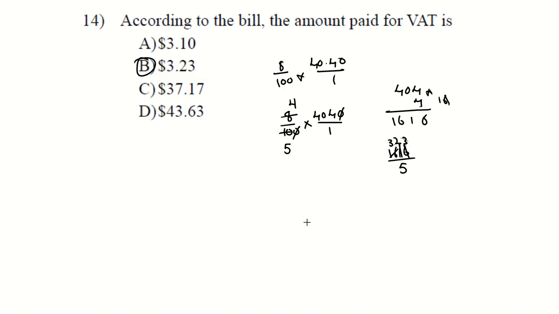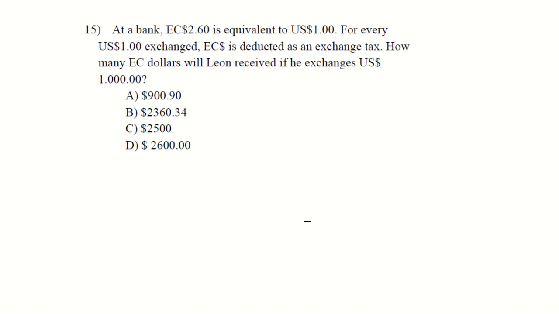Okay. Let's go to the next one, number 15. This is a very repeated question, so pay attention to it. At a bank, EC $2.60 is equivalent to US $1. For every US exchange, EC is deducted. What is missing from this question is the amount being deducted, which is supposed to be 10 cents.